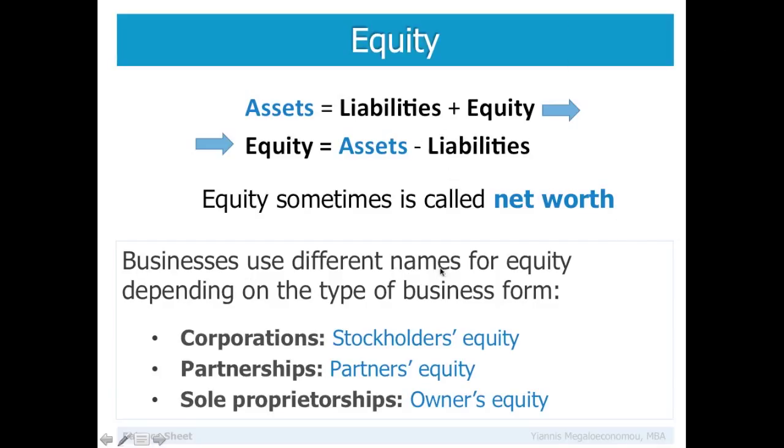Now, depending on the type of business organization that you have, you may see equity with different names. Equity is the generic name. If you are a corporation, usually they use the term stockholders' equity. If the business is a partnership, they use partners' equity. And if you're a sole proprietorship, they use the term owner's equity.